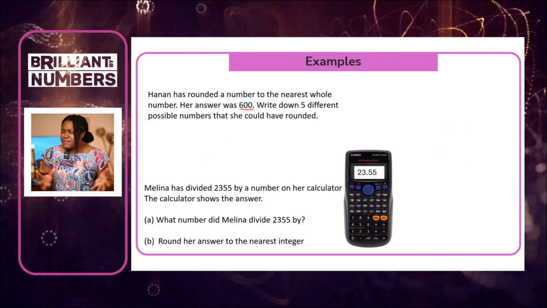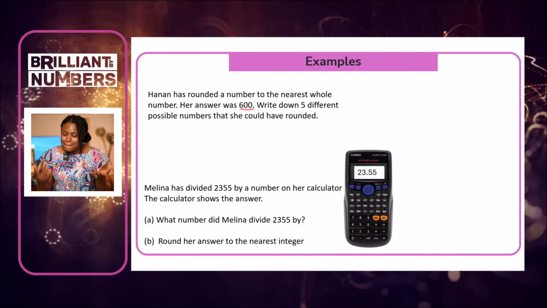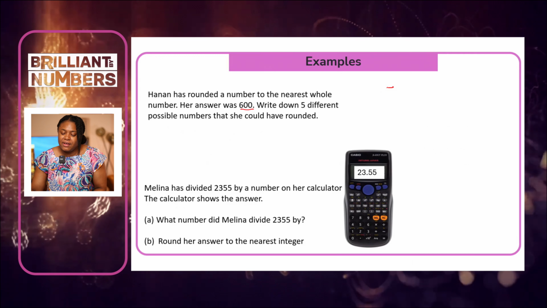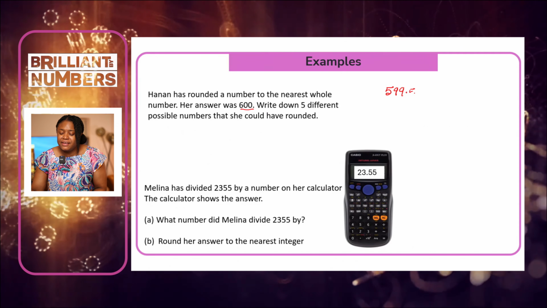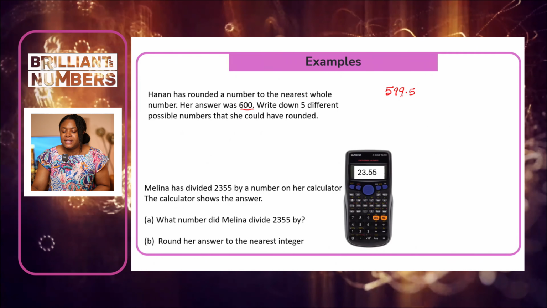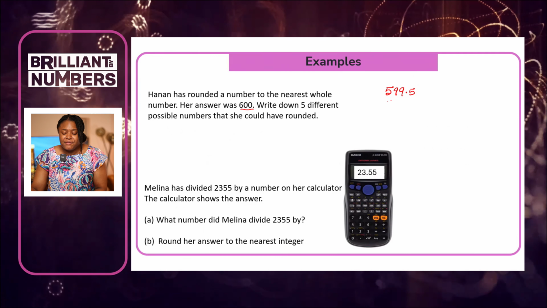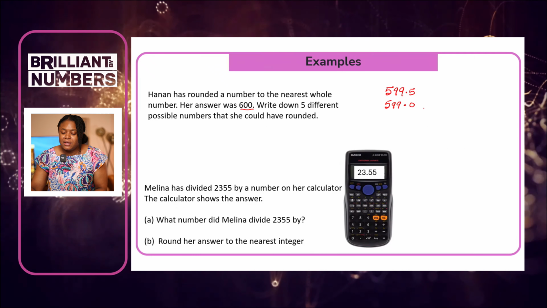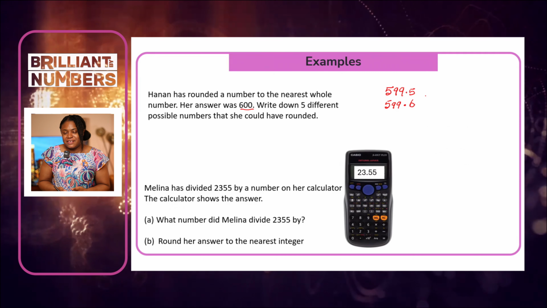Now, lots of numbers meet this criteria. So I'm just going to write the first 5 that come to my mind. So the answer to this question, I could have 599.5. If I check my 10th place, I can see if I round up this 5 here, it will be 600. Could also be 599.6. Let's say 0.6. That also fits the criteria.